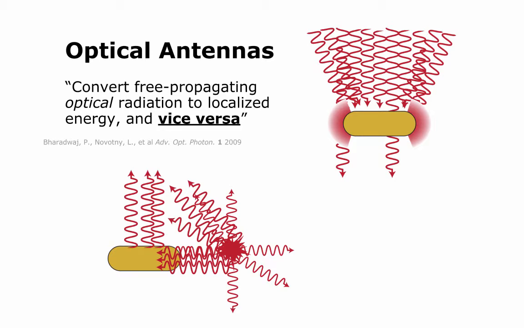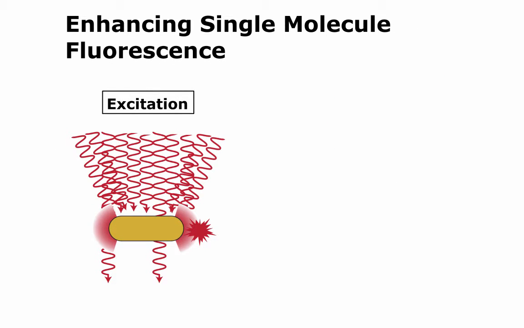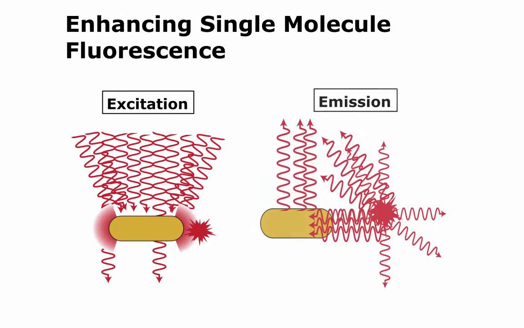With this understanding of how an optical antenna works, it is straightforward to see how it could be used to enhance single molecule fluorescence. By converting free propagating optical radiation to localized energy, we can enhance the excitation of a fluorescent molecule, then allowing that molecule to emit more light and appear brighter. By converting the localized energy in the fluorescent molecule into extra free propagating optical radiation, we can directly enhance the emission of a fluorescent molecule, making it appear brighter.